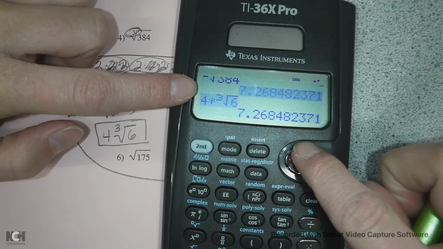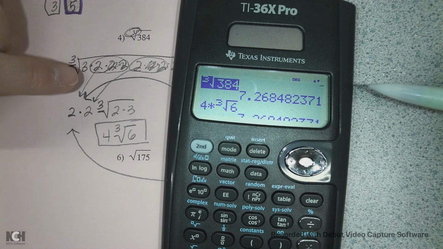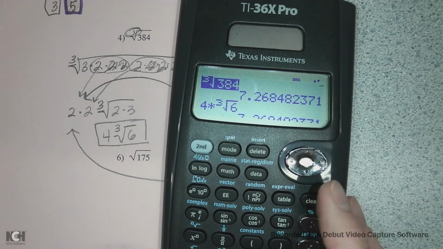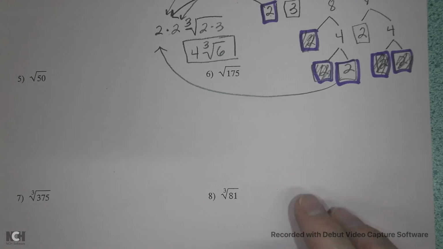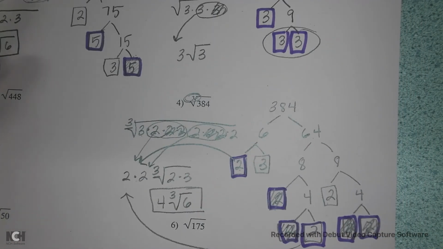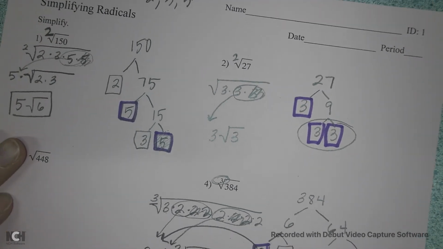Notice that the first time when I just typed this in, it didn't reduce my radical for me. So you have to know how to do it because some of them will not be reduced with your calculator. So if you have more questions, let your teacher know. When you're looking for pairs or triplets today, you need to make your factor tree.